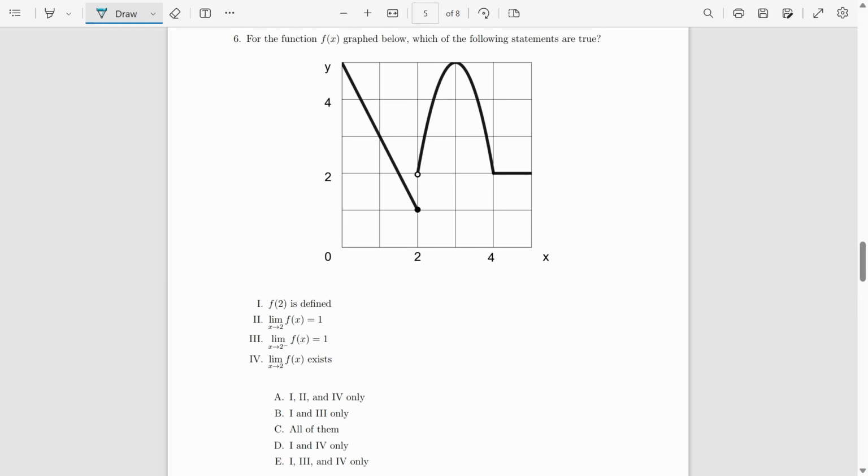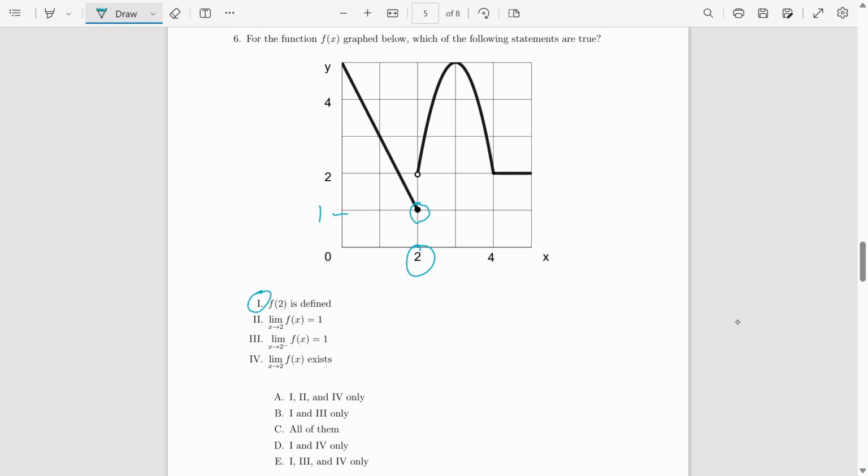All right, so for the function graph below, which of these 4 statements are true? Let's run through them and see which are true and which are false. Statement 1: f of 2 is defined. We have x equals 2 right there. Is it defined at all? And yes, it is. We've got that filled in black point there. That means it's defined at that point. It looks like it's defined at y equals 1. So yep, it's defined there.